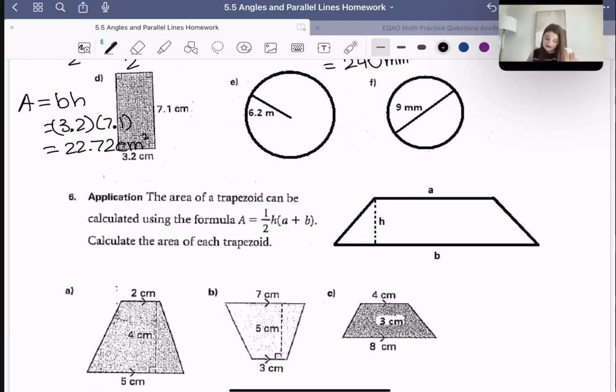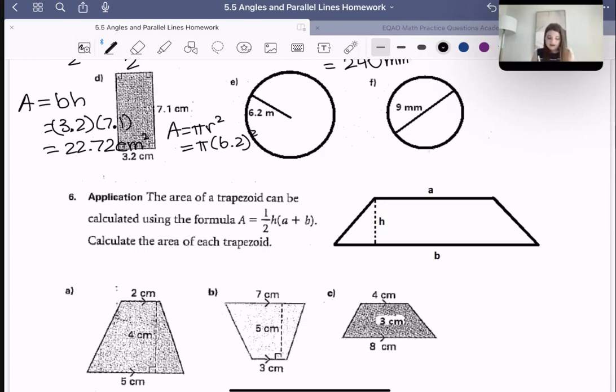All right, let's move on to E. E is a circle, right? So how do we find the area of a circle? The area of a circle is equal to pi r squared, with r being the radius. The radius of this circle is 6.2, right? So we have pi times 6.2 squared.